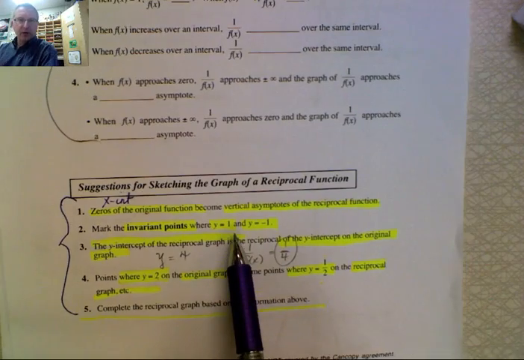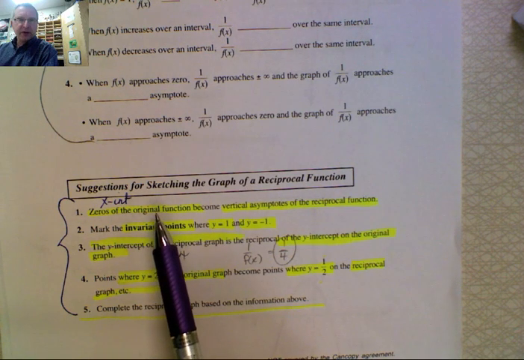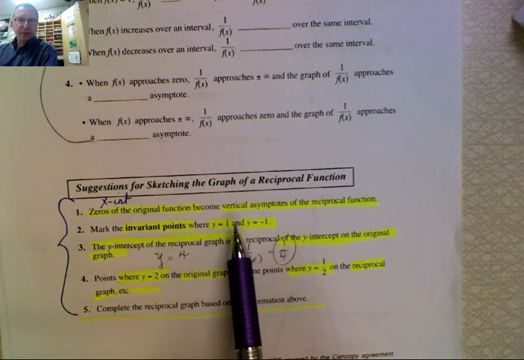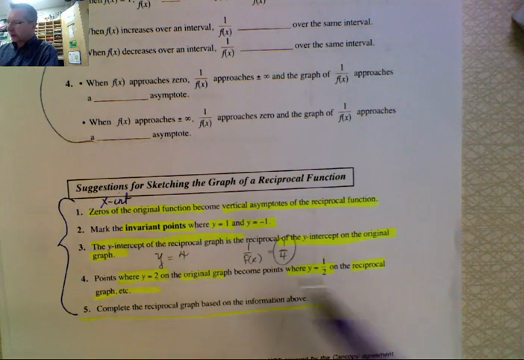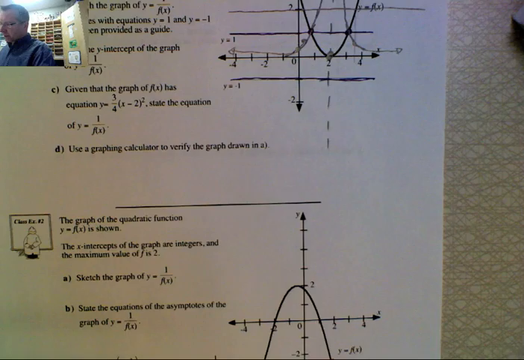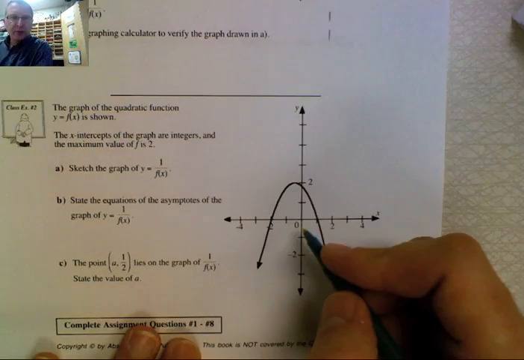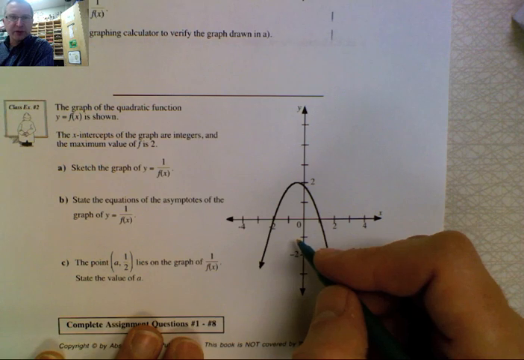And what did we do to create the sketch? We followed these points here. We found the x-intercepts, drew in vertical asymptotes, found the invariant points, found the y-intercept, and looked at points where y equals 2 to give us some information. So if we look at this next graph, we're going to sketch this graph also.